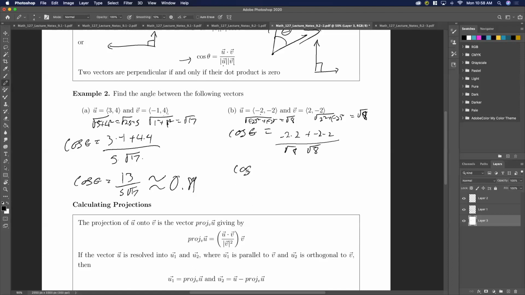So cosine theta, well, -2 times 2 is -4, plus -2 times -2 is +4. So that becomes 0 over 8. Well, cosine of 0, well, that's, of course, pi over 2, right? This implies that theta is equal to pi over 2. It doesn't equal, this implies.